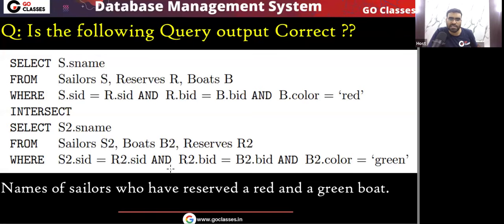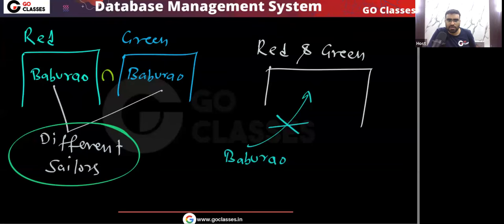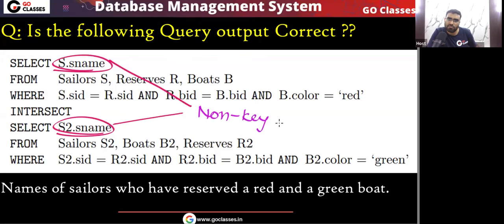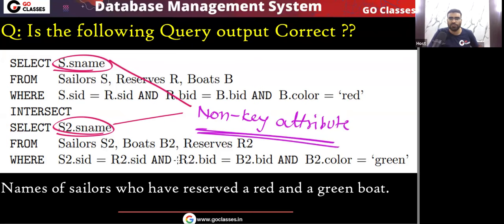Can anyone tell me why the mistake is happening? What is the reason for the mistake? Where did this query fail? This query failed because name is not a key. Yes or no? Very good. This is a non-key. This query is failing because two different people can have the same name, Babu Rao. So remember, this is a non-key attribute. That is the reason this query is failing.